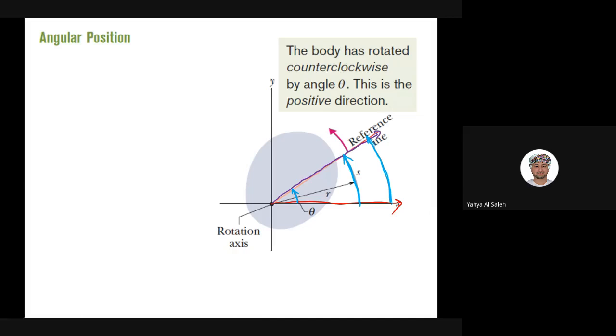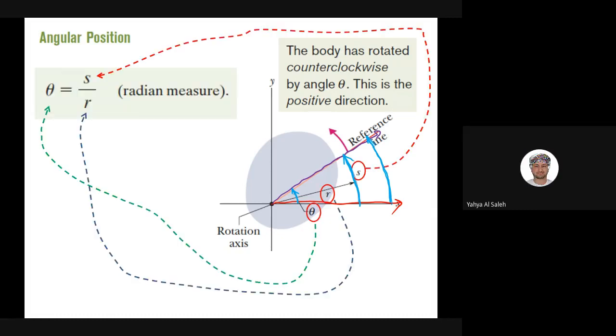What's a better way to measure the movement? One that does not change depending on where we measure it from. The angle. The angle is an excellent option. The angle actually relates this changing s to how far away you are from the rotation axis, the radius r. So it gives you a fixed number no matter where you are.